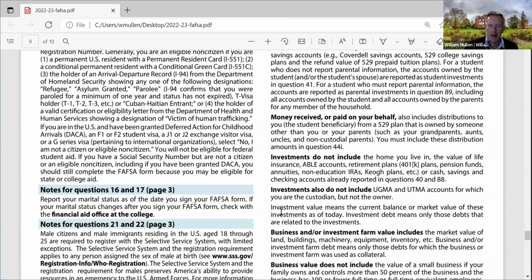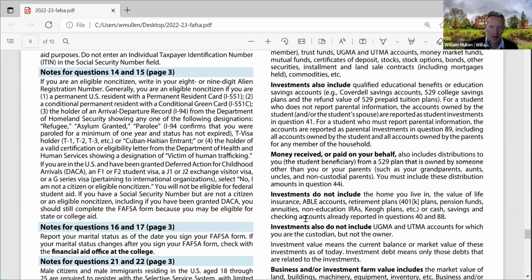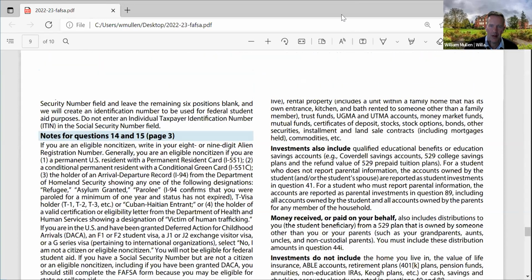So again, this is the PDF or paper version. The online version, again, is the exact same thing. They've got all these disclaimers and all this information on it as well. So let me pull up the presentation again. Hang on a second.